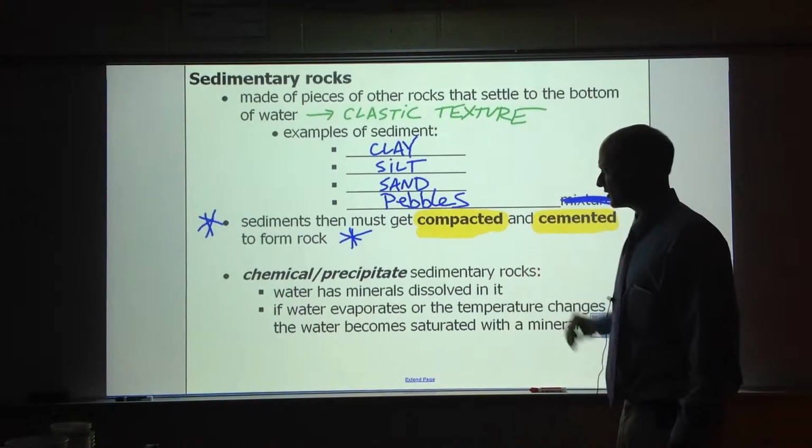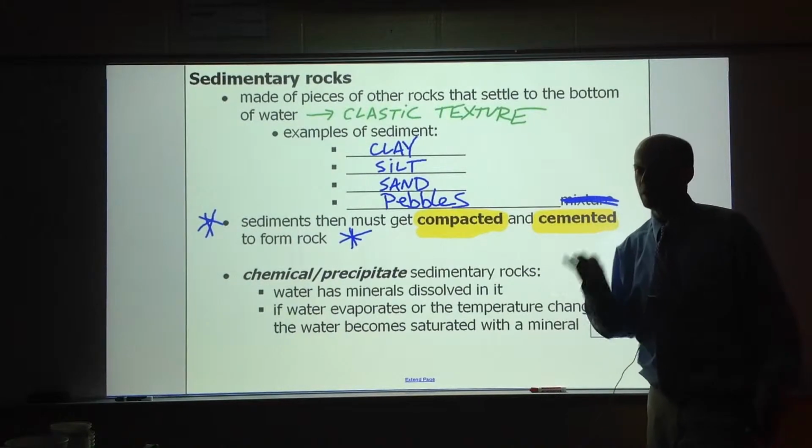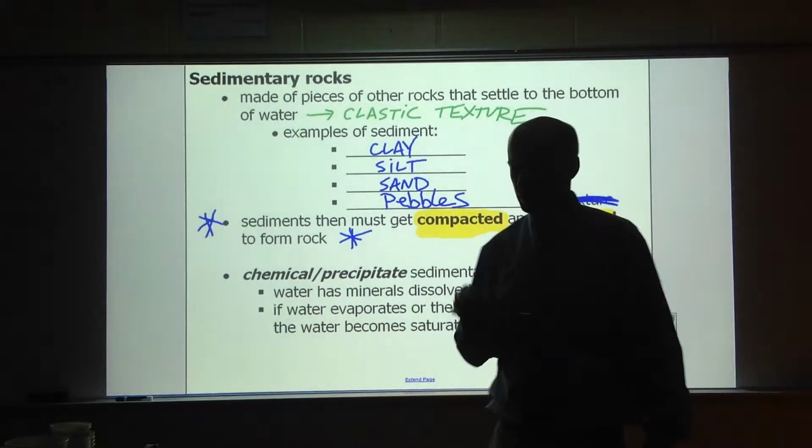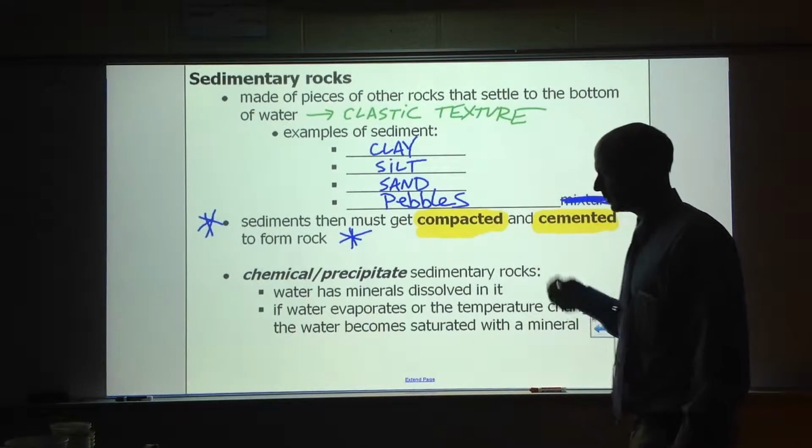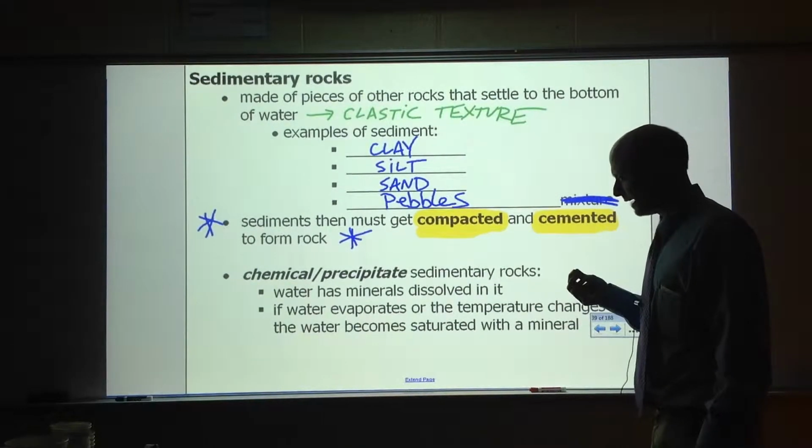And you have chemical or precipitate sedimentary rocks. Now, this is a little more challenging and definitely not something that comes first to people's minds because it's hard for people to really see it. Most people haven't seen it.